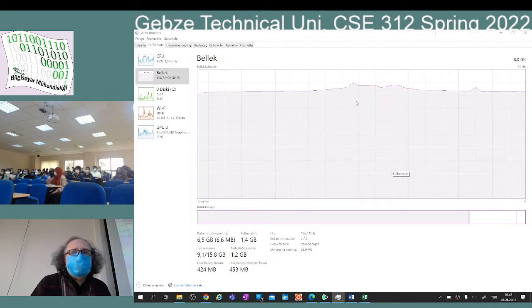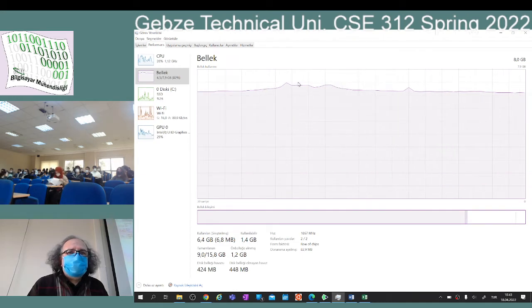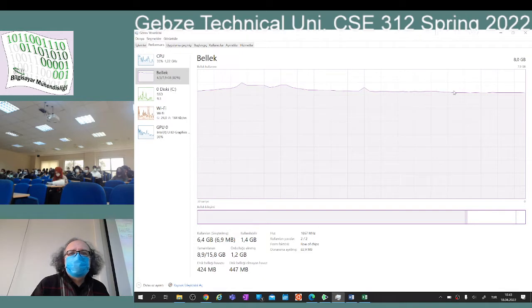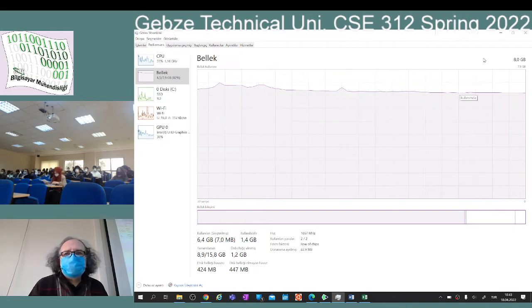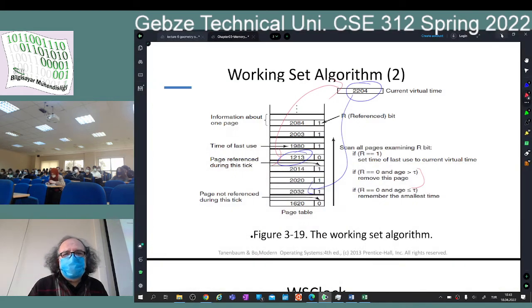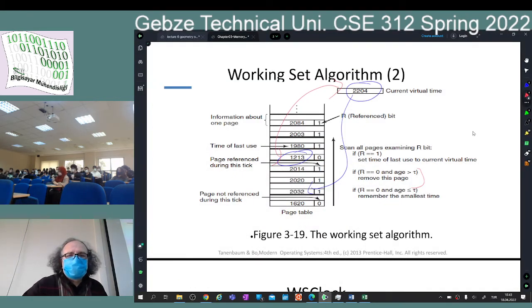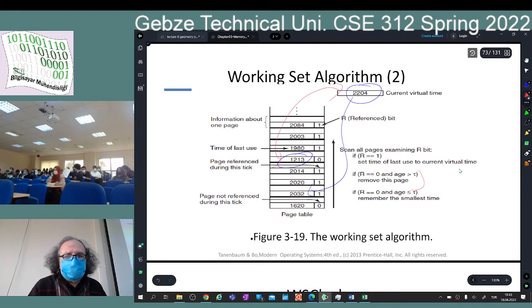So it always keeps it loads some, and it realizes some of the pages are not used, and it decreases, and it tries to keep some pages available here. So this is called demand paging, and the demand paging and the working set algorithm works very well. Okay, so because it removes some of the pages that are not used at all.